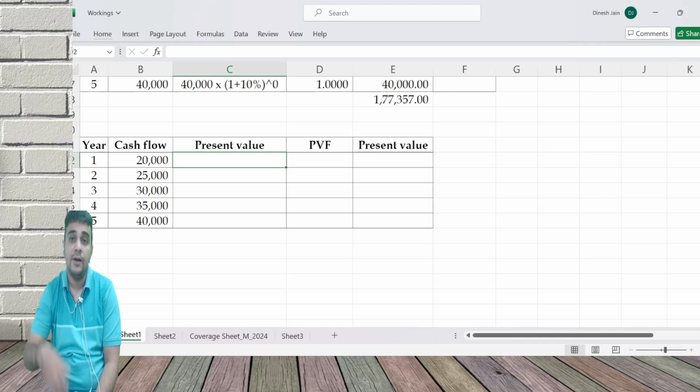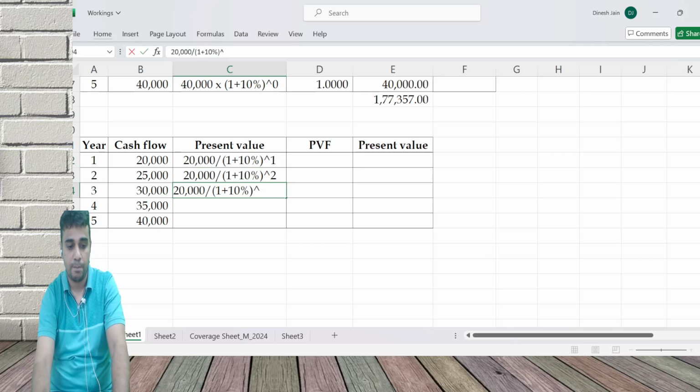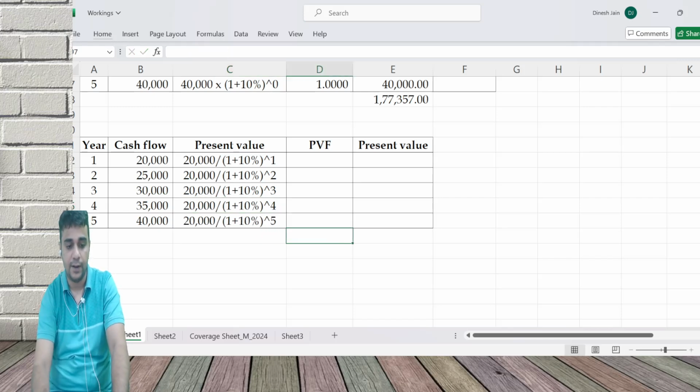What is going back? From year 1 taking it to year 0, discount by 1 year. From year 2 taking it to year 0, discounted for 2 years. From year 3 taking it to year 0, discounted for 3 years. From year 4 take it to year 0, discounted for 4 years, and year 5 for 5 years. So this is 20,000 divided by 1 plus 10% power 1, power 2, power 3, power 4 and power 5. Discounting.